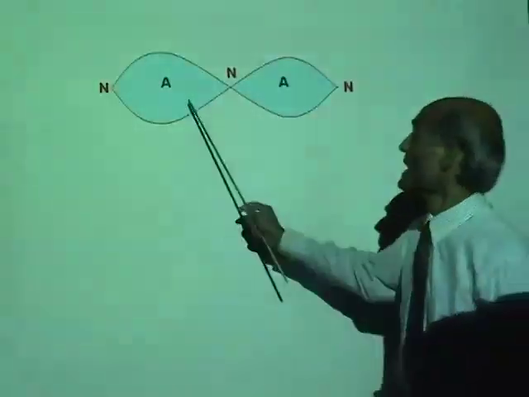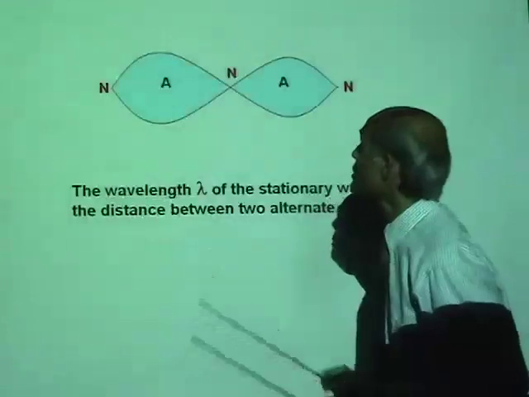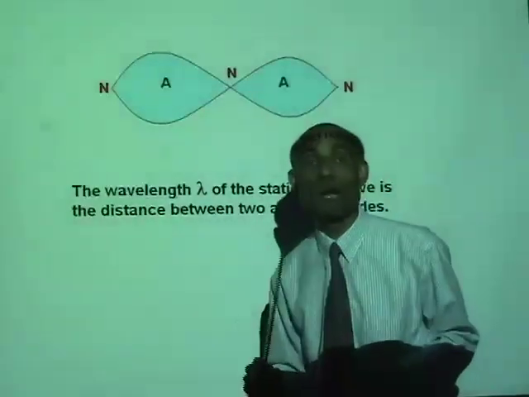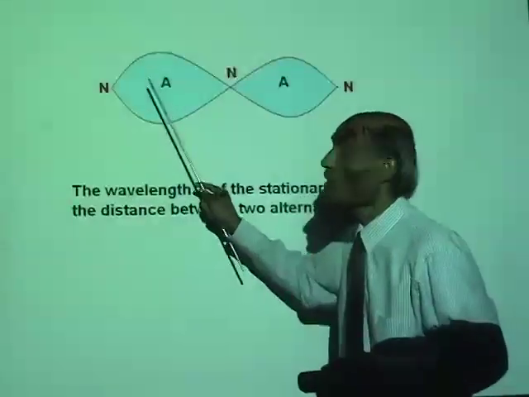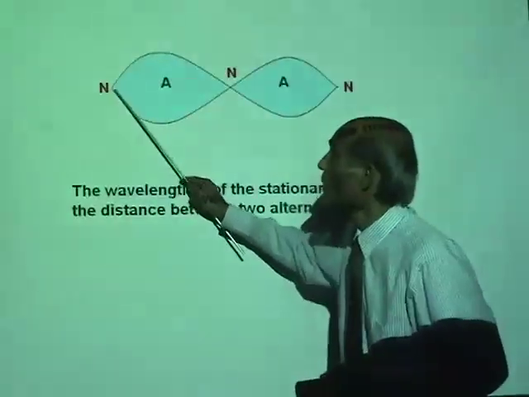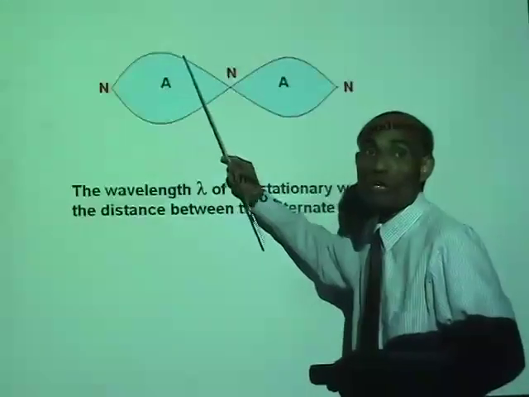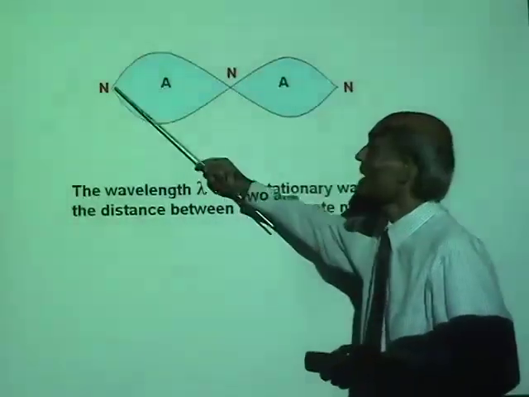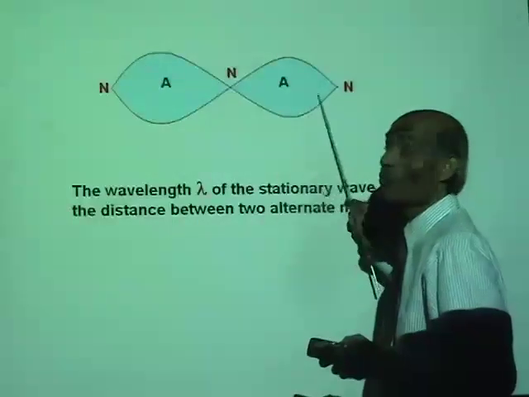Okay. Now, the wavelength of a stationary wave. You know, in the last lesson, we talked about the wavelength. Now, you know that the wavelength of a wave contains a full crest and a full trough. You see that? The full crest and a full trough.